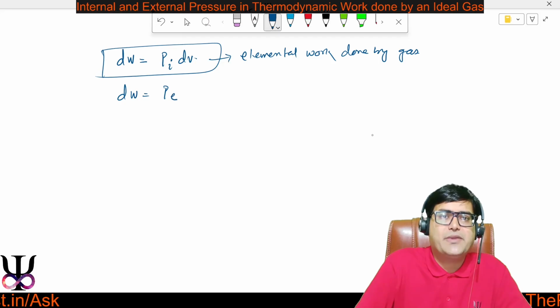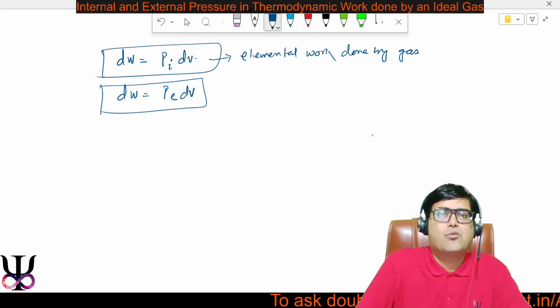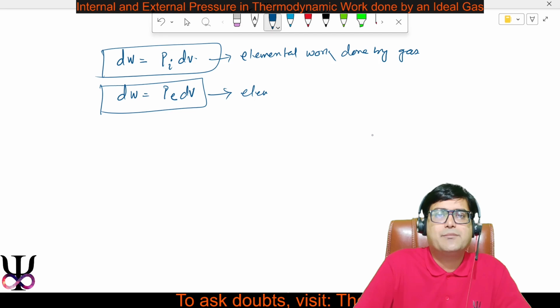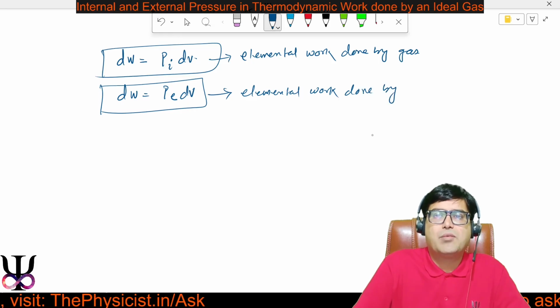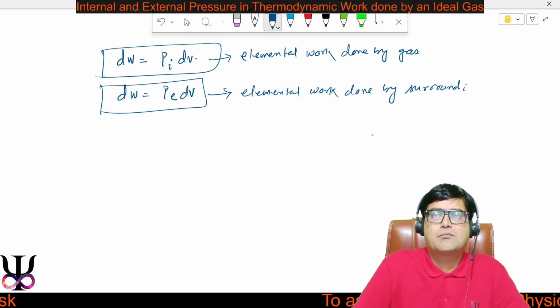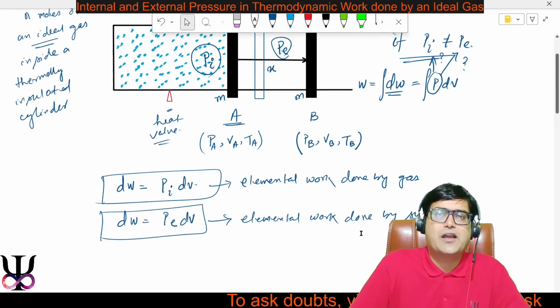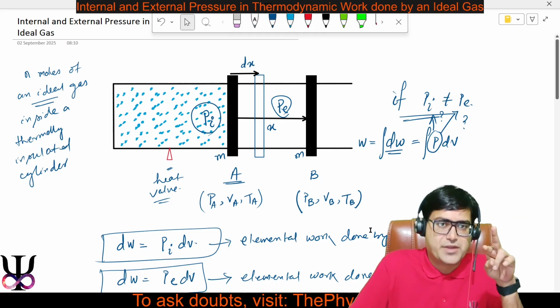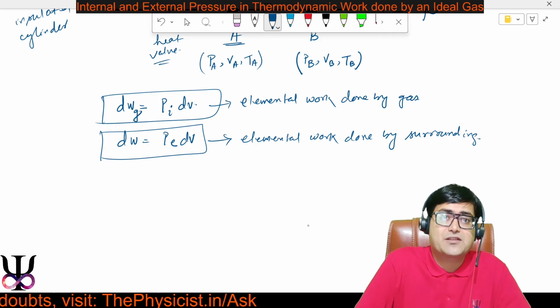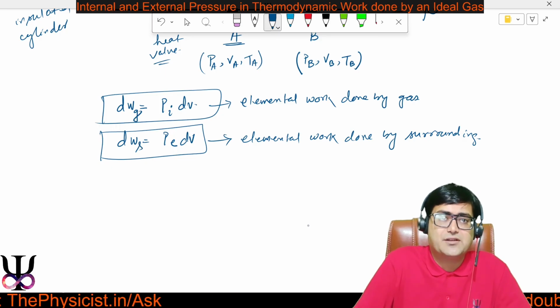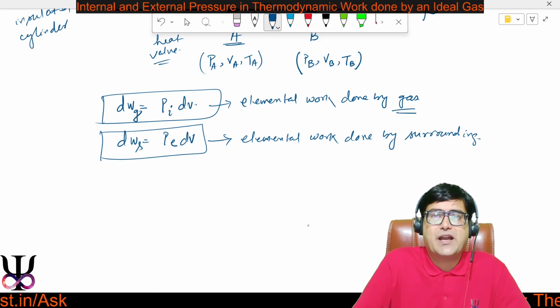Imagine if I write P external dV. This becomes the elemental work done by the surrounding, because the pressure relates to the surrounding pressure. And they are not necessarily the same. Let me give another subscript, dWg and dWs. dWg is the elemental work done by the gas. dWs is the elemental work done by the surrounding.